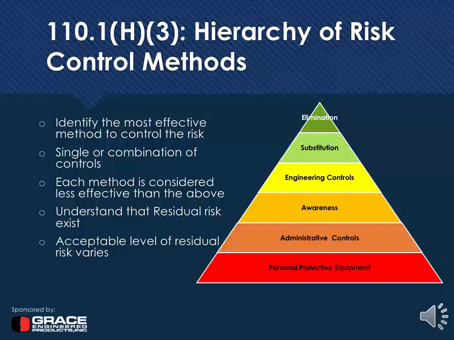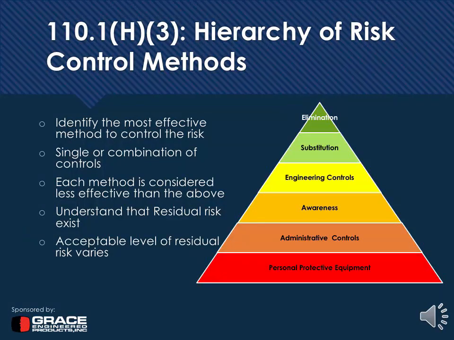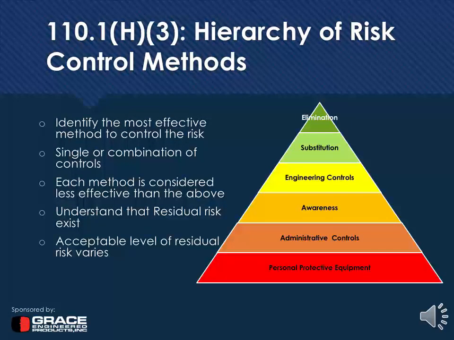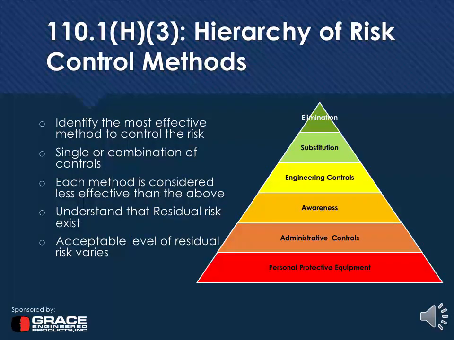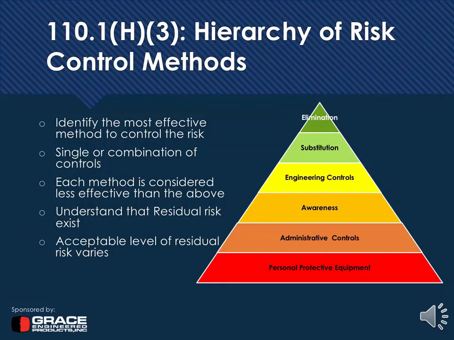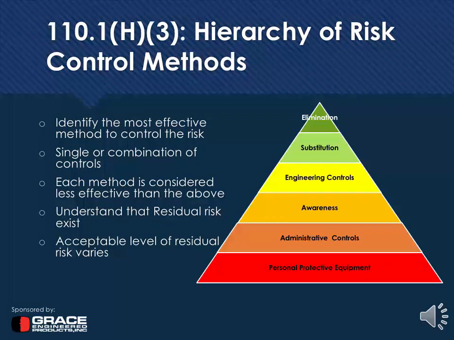So elimination is a complete removal of the hazard or risk, so it does not exist at any time. Some examples for that include using a 24 volts DC system in the control circuits over 120 volts, where you can eliminate the shock hazard. For substitution, normally we minimize the hazard rather than eliminate it. Some examples are using a current limiting fuse over a non-current limiting fuse. And engineering controls isolate the employee from the hazard.